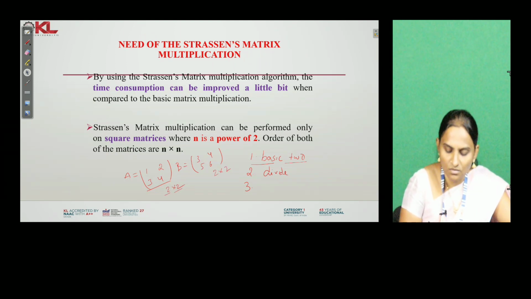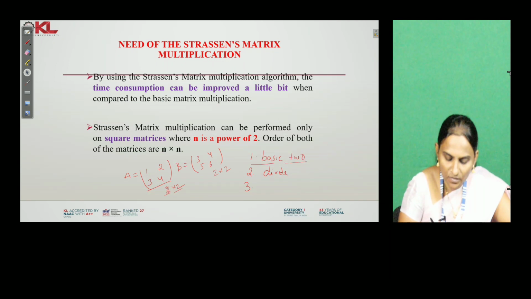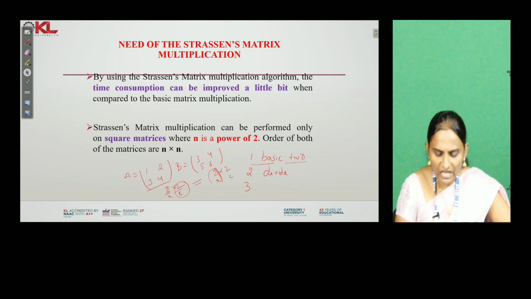If you want to multiply two matrices, the condition is, 2 by 2 means rows and columns. This is the row, this is the column. The first matrix's columns should be equal to the second matrix's rows, then only we will do the multiplication.